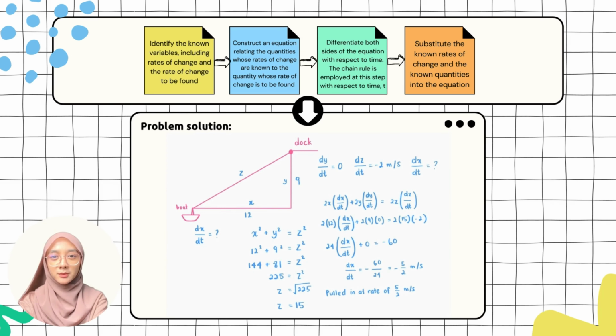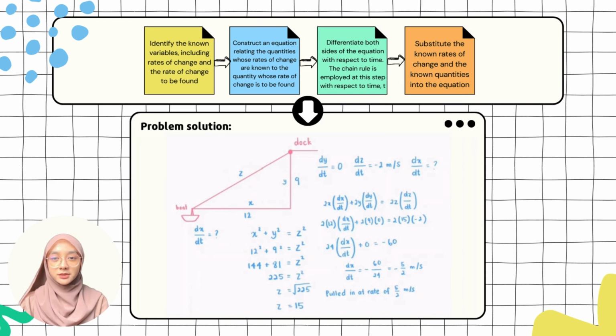To solve the problem of how fast the boat is approaching the dock, we will use related rates in calculus. Here are the step-by-step instructions to solve this question. First, we need to identify the known variables, including rates of change, and the rate of change to be found. So the situation forms a right triangle where x is the horizontal distance from the boat to the dock, 9 meters is the vertical distance from the boat to the pulley, and z is the length of the rope.